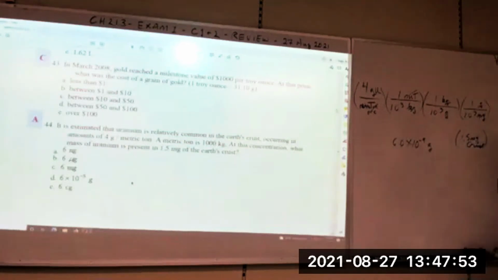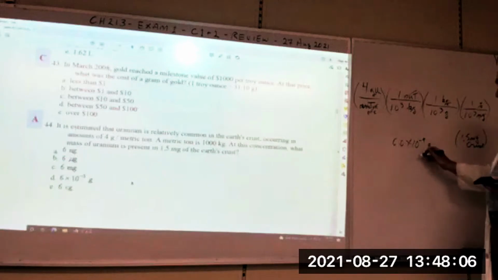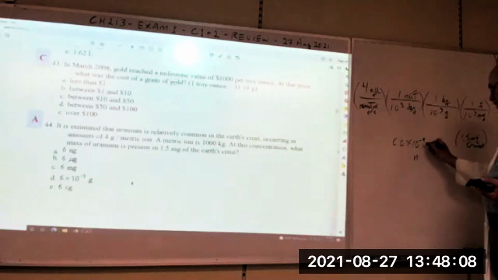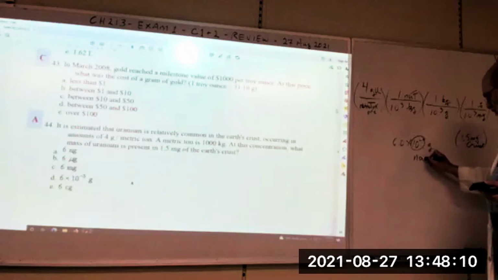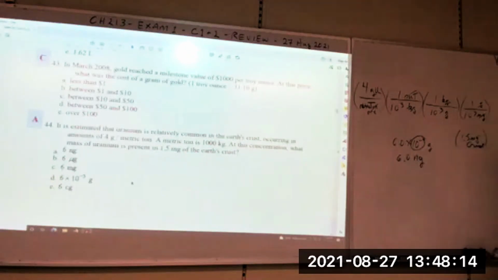Okay, so what is that? Well, let's see. 10 to the minus 3rd is milligrams. 10 to the minus 6th is micrograms. 10 to the minus 9th is nanograms. So we store this up in the nano. Do we have that one? There it is, the very first one. 6 nanograms.